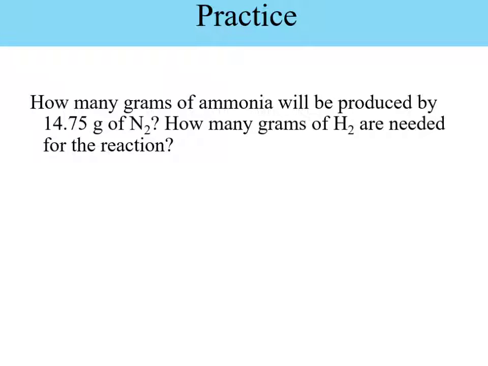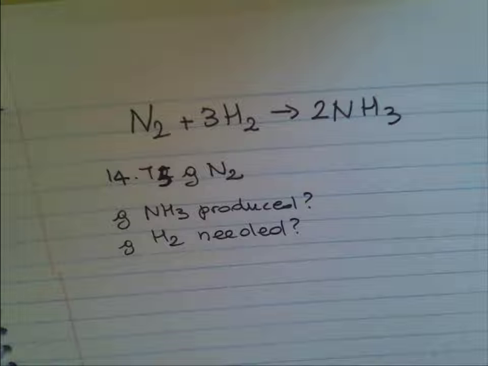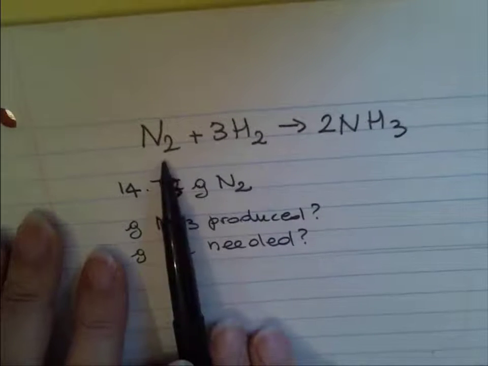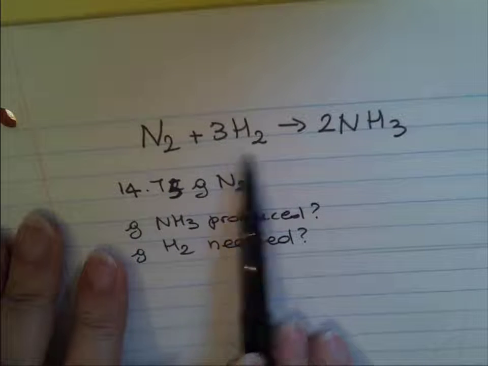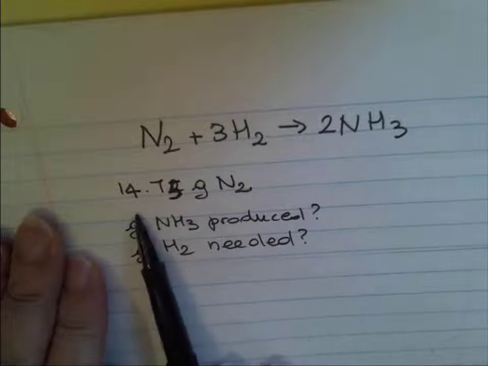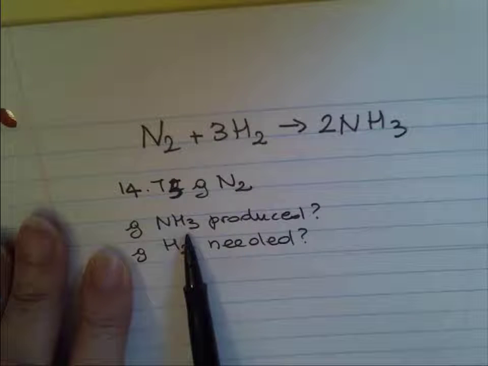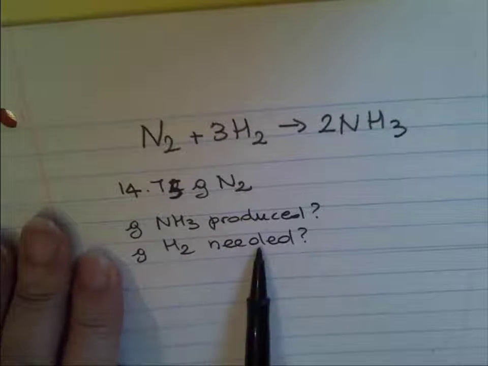So how many grams of ammonia can be produced by the reaction of 14.75 grams of N2, and how many grams of H2 are needed for this reaction? I'm now going to pass to my notepad where I have already my reaction written. So we have N2 plus 3H2 yields 2NH3. Our data is 14.75 grams of N2, and we want to know how many grams of ammonia are produced, how many grams of hydrogen are needed.